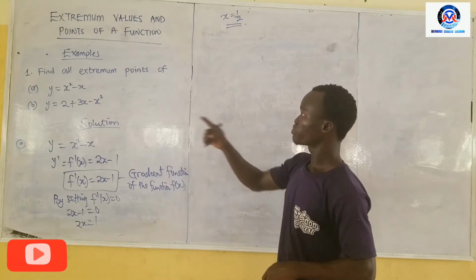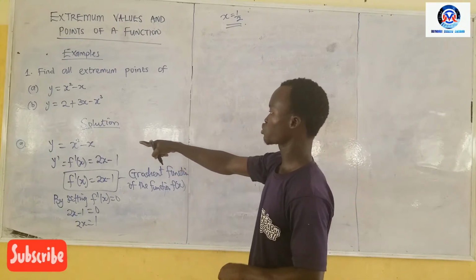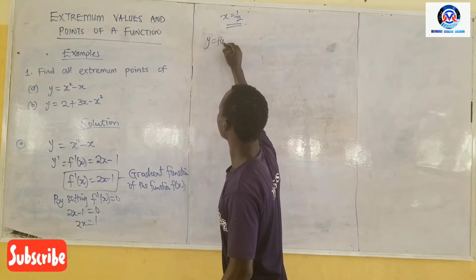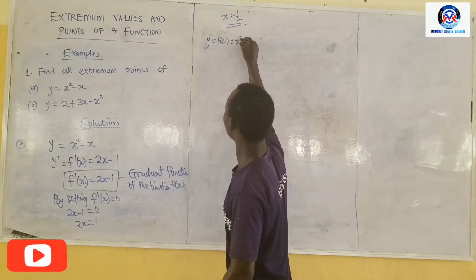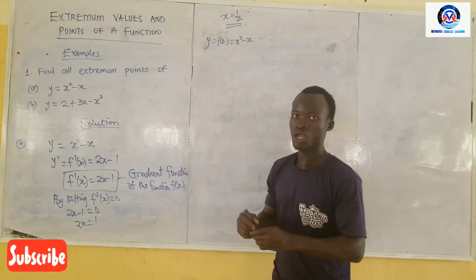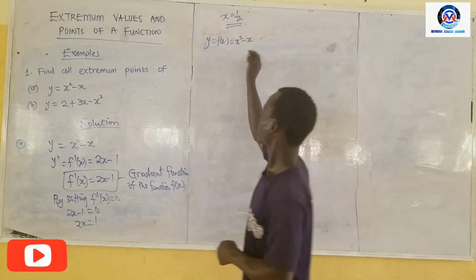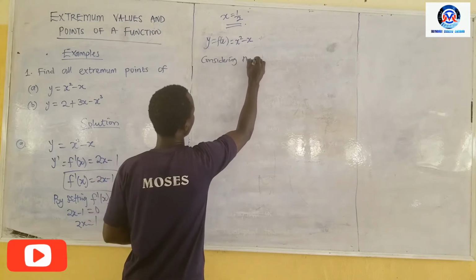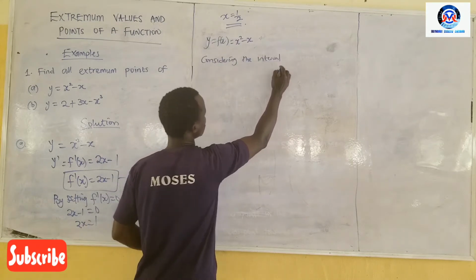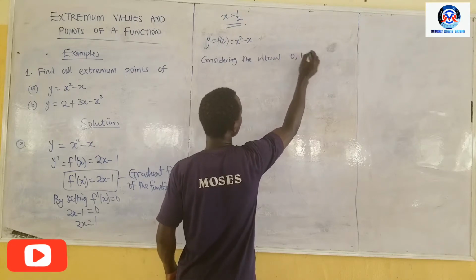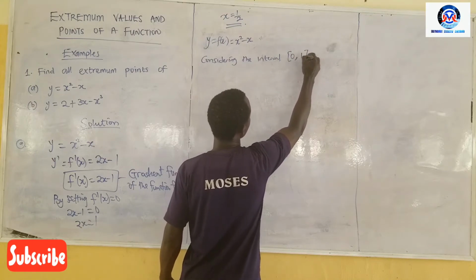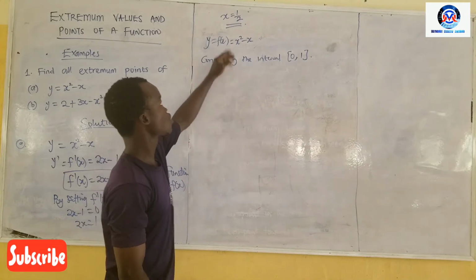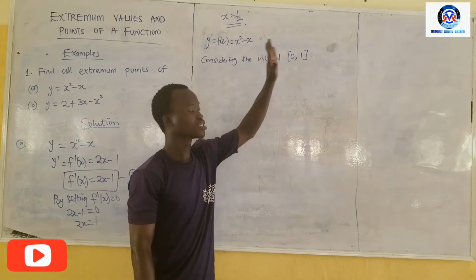So now the original function, which is y equals x squared minus x, that is y equals f of x, and f of x is x squared minus x. This is the function. We now consider the interval 0 and 1. Yes, why do we consider the interval 0 and 1? Because 1 over 2 lies in between 0 and 1.